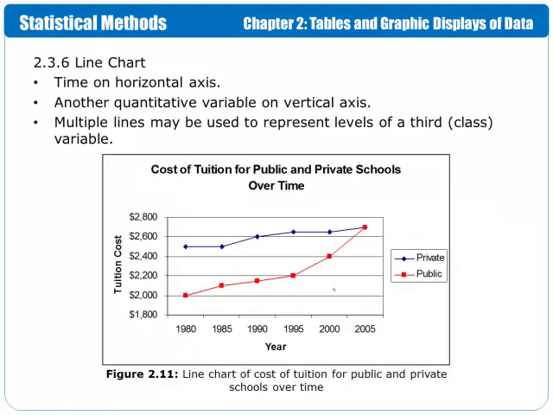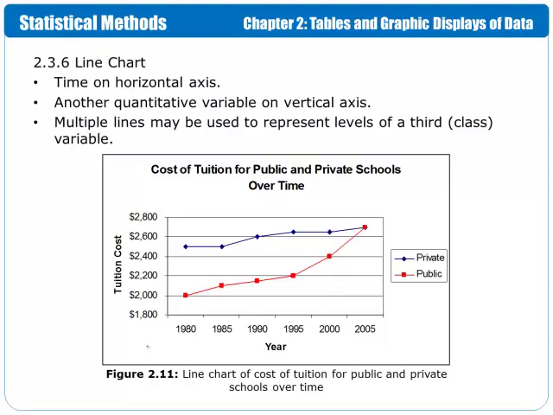A line chart has time as the horizontal axis, and essentially you connect dots to represent trends. It has another quantitative variable on the vertical axis. Multiple lines may be used to represent levels of a third class variable. So in our example, we have cost of tuition for public and private schools over time. We have a red line representing the public schools and the blue line representing the private schools.